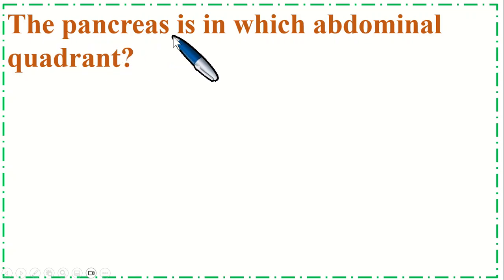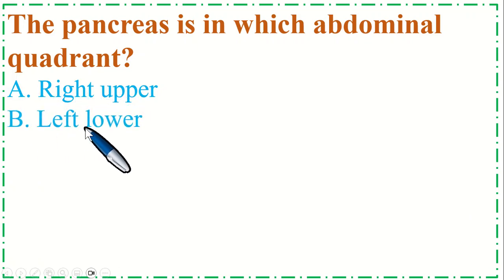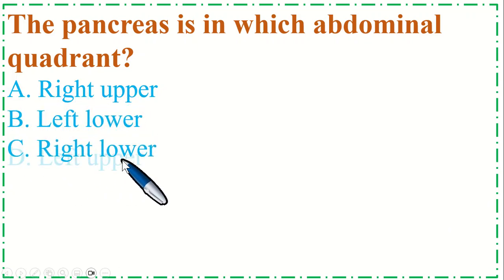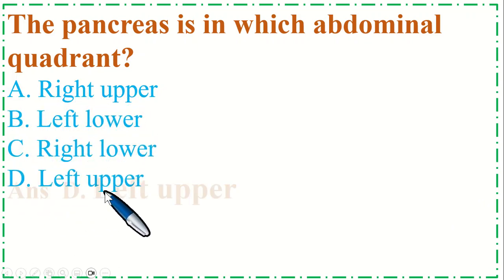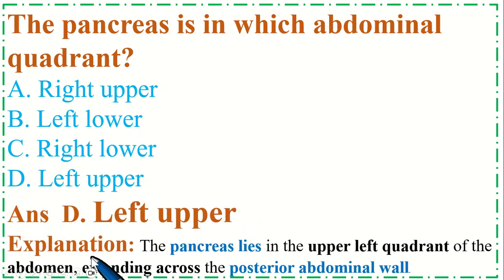The pancreas is in which abdominal quadrant? Option A, right upper, B, left lower, C, right lower, and option D, left upper. So the correct option is D, left upper. Explanation: the pancreas lies in the upper left quadrant of the abdomen, extending across the posterior abdominal wall.